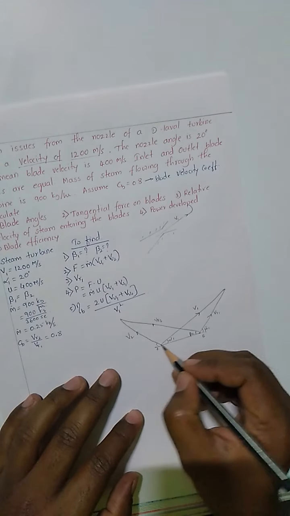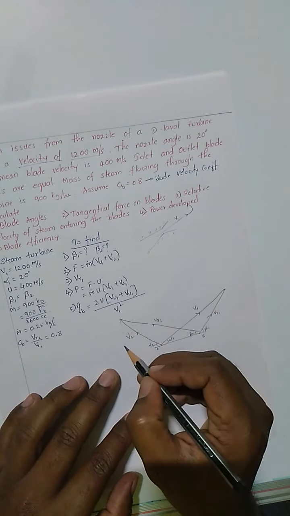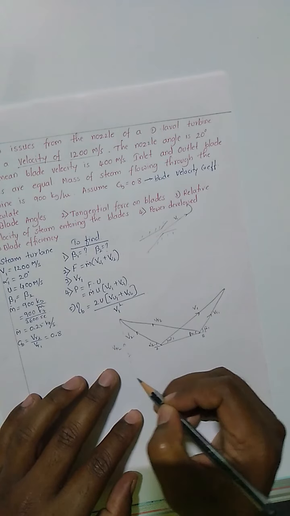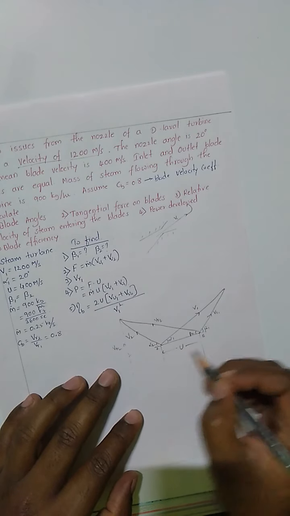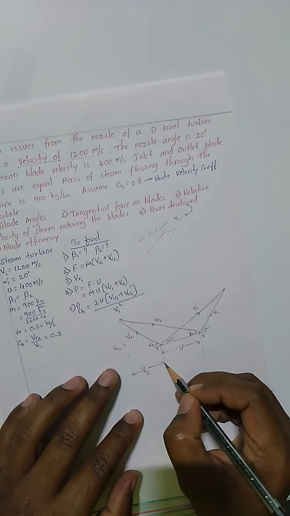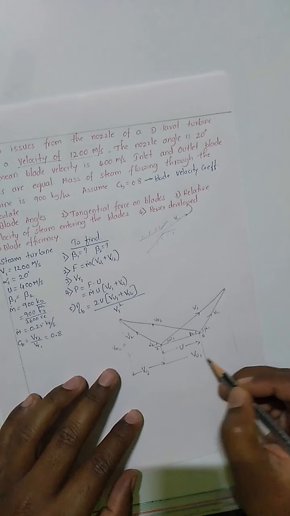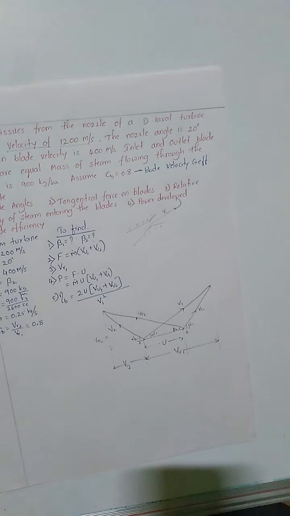From here to here, join the line, and this becomes V2, and this angle is alpha 2. The vertical component of V2 is VM2, and this is blade velocity U from here to here, and the horizontal component is VU2, and the horizontal component of V1 is from here to here. So I have drawn the rough velocity triangle. Now let us find the answers.